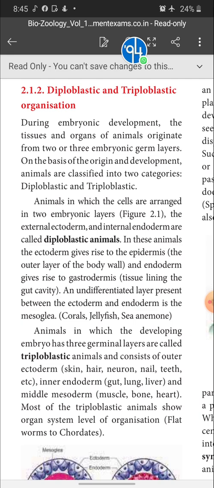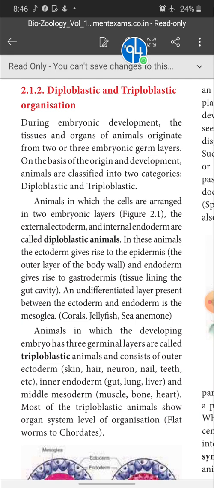Based on this layer, some animals have only two layers, that is ectoderm and endoderm alone. Some animals have three layers, ectoderm, endoderm and mesoderm. Based on this, if the animal has only two layers, ectoderm and endoderm, they come under the category of diploplastic. And if the animal possesses three germ layers in its embryonic development, ectoderm, endoderm and mesoderm, they come under the category triploplastic.